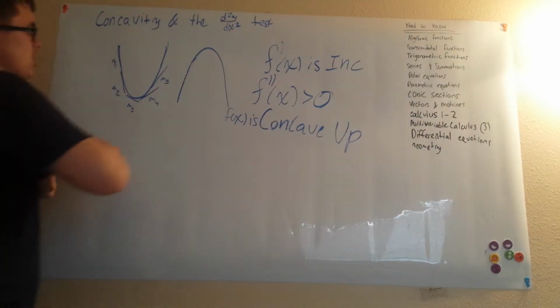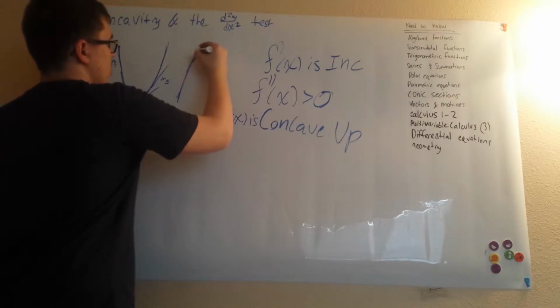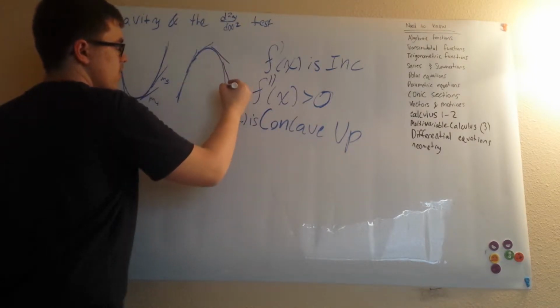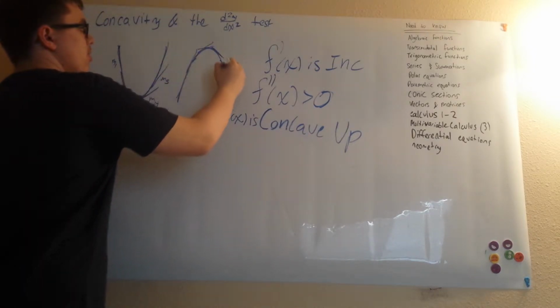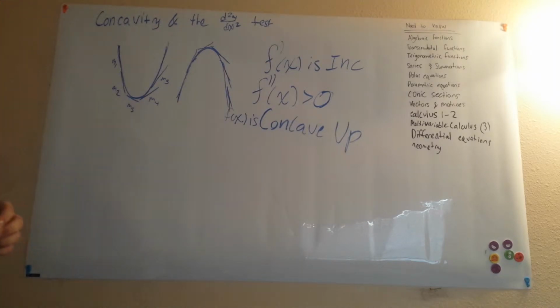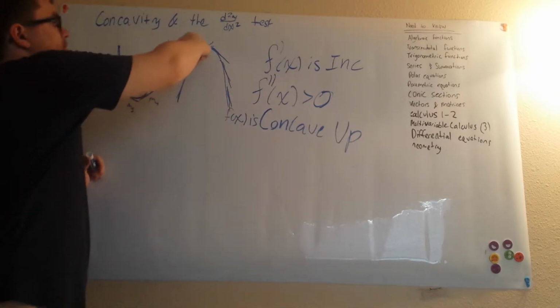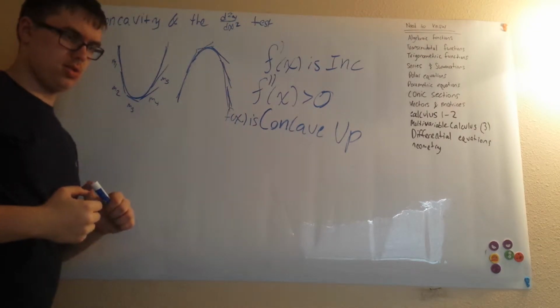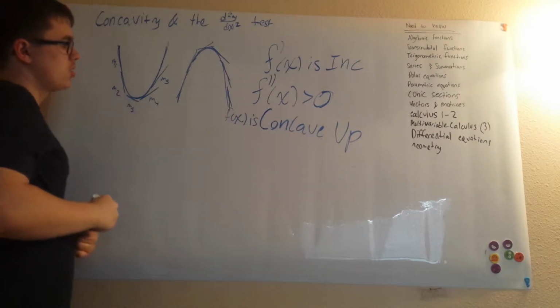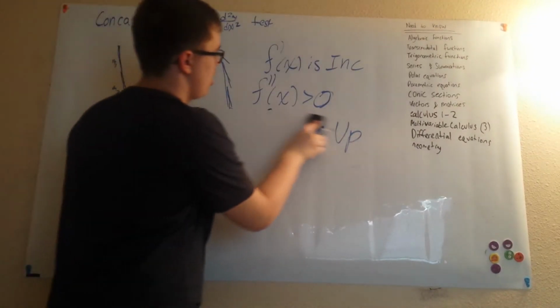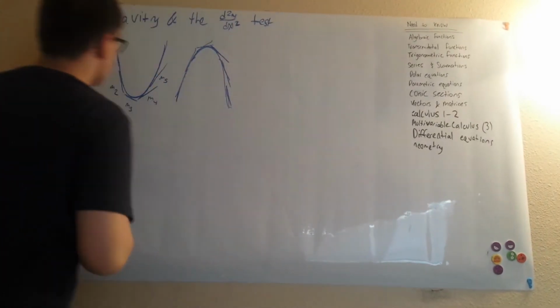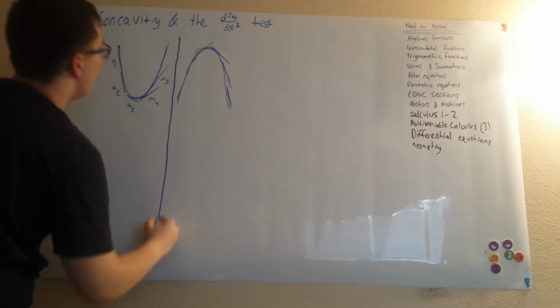Well, let's look at this one. Here the reverse is happening. Our slope is getting smaller and smaller, going more negative. It's decreasing in value. Our slope is decreasing. I'm going to divide this into two things.